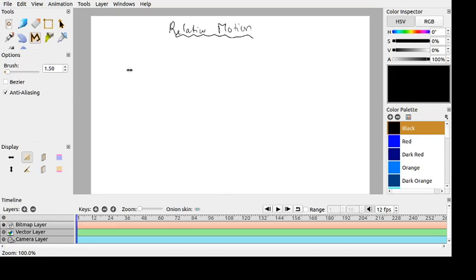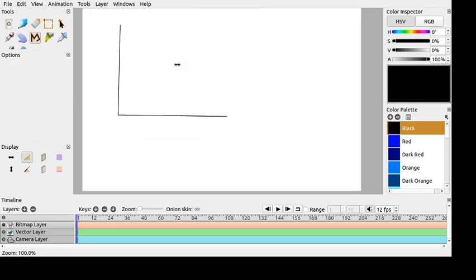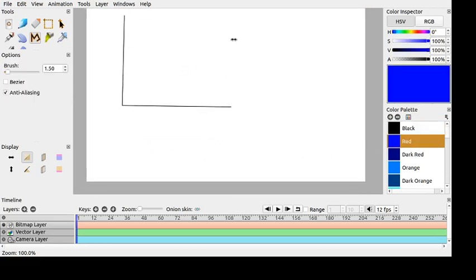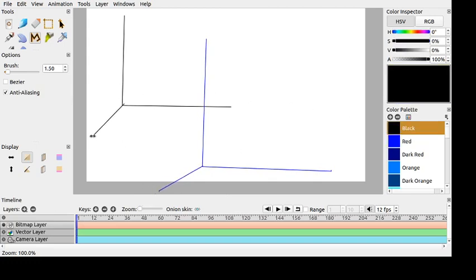Alright, so let's talk about what is meant by relative motion. Relative motion is nothing but the relation between the observations made by any two observers. The relation between observations made by any two different observers.